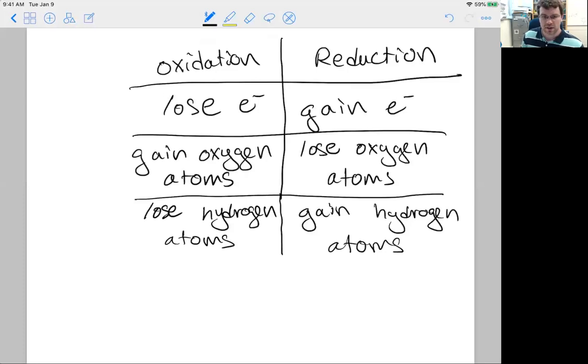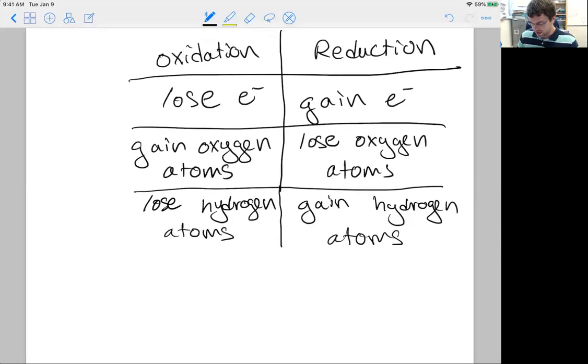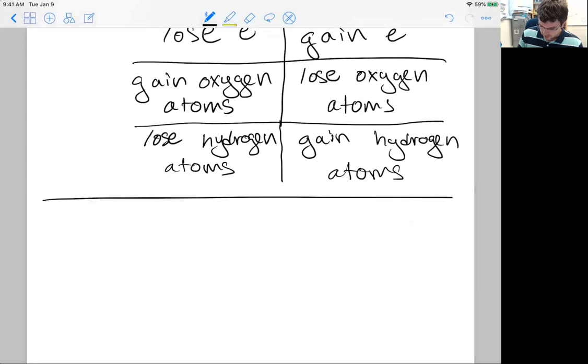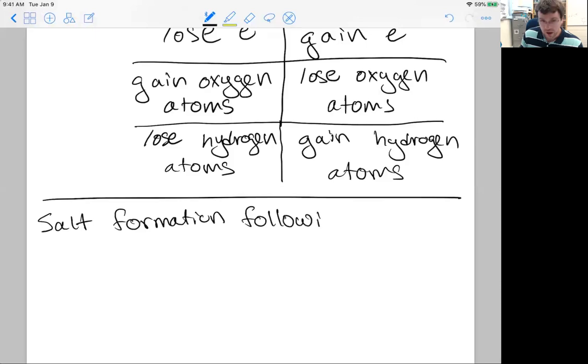But how the oxidation and reduction process is impacted under each of these definitions is different in each case. So there's a bit of memorizing that we have to do when we're learning oxidations and reductions this way. What I want to just finish up with is looking at salt formations. This is going to be salt formation following redox reactions.